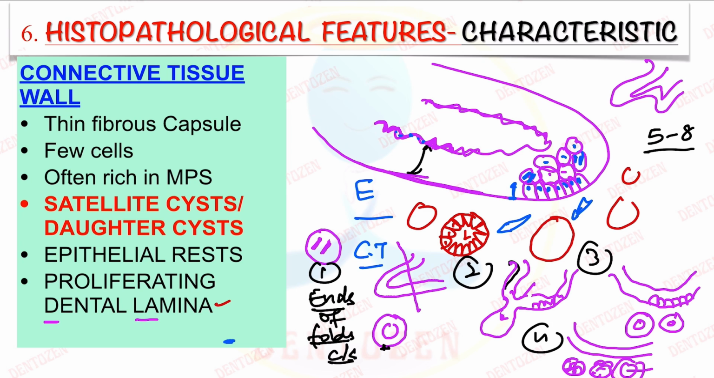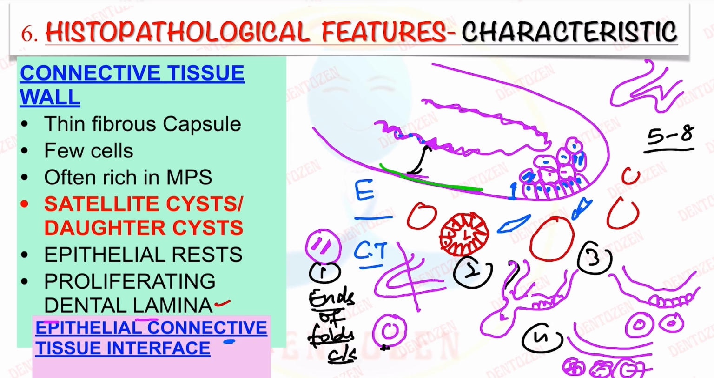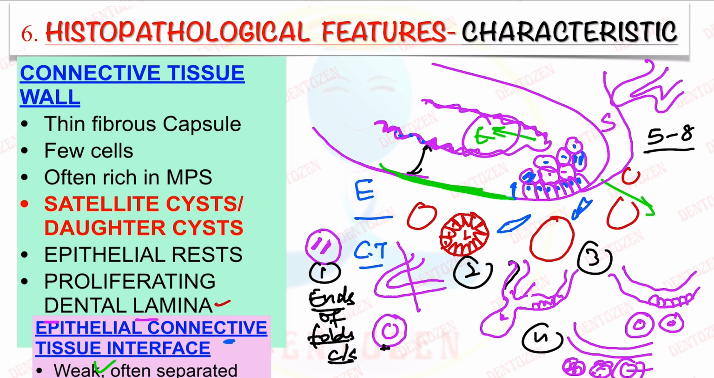Now if we talk about the epithelial connective tissue interface, it is flat, and because of which it is a weak junction, and that is why the epithelium gets easily stripped away from the connective tissue, and you can see a space between the epithelium and the connective tissue. That can be an important point. Now coming to the inflammation.